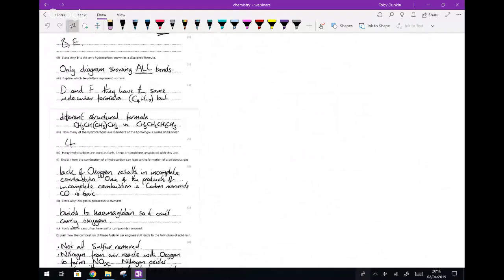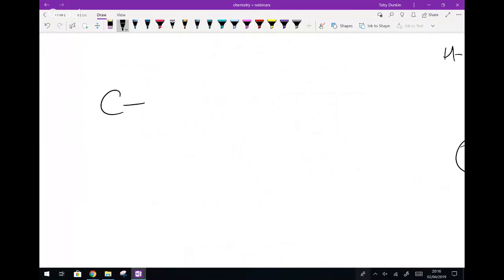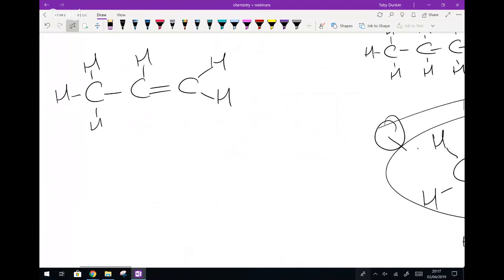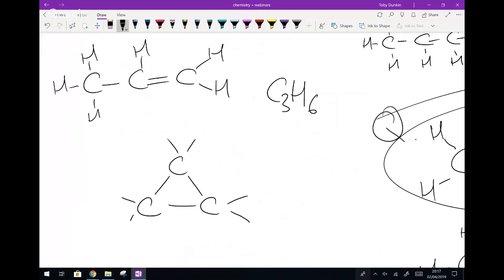Can you be an isomer if one has a double bond and another has a single bond? Okay. The answer is yes. Let me show you an example. This is propene. It's not my go-to guy, but near to it. Only one extra carbon. Would you agree? C3H6. This is cyclopropane. Look at the formula.